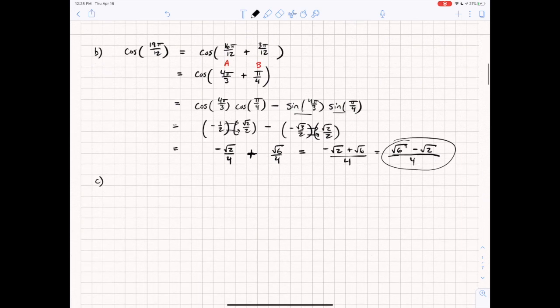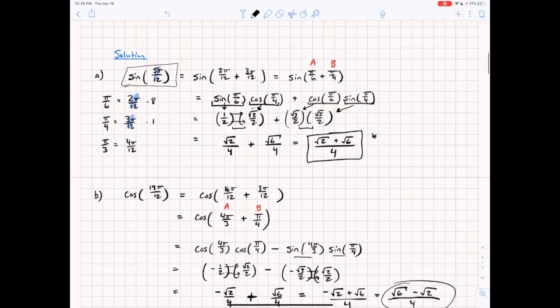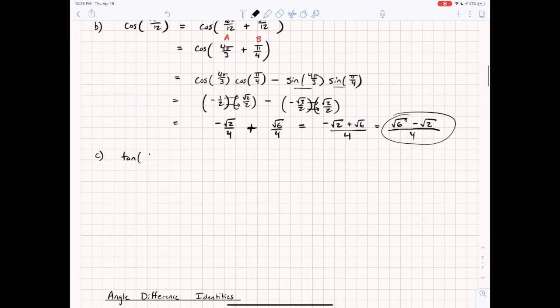All right, so this leads us to the final one, which is using tangent. So you notice we're kind of walking through each identity, trying to get you used to how we use them. And so this would be tangent of 17 pi over 12. And so again, I need to find some kind of combination of the angles on the unit circle that when they add would give me 17 pi over 12.